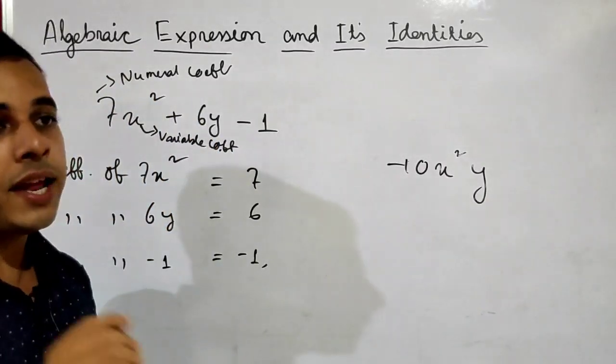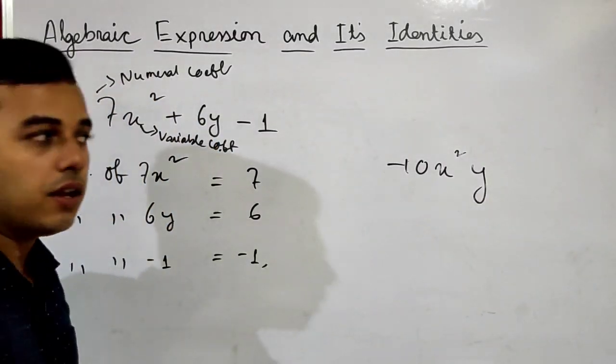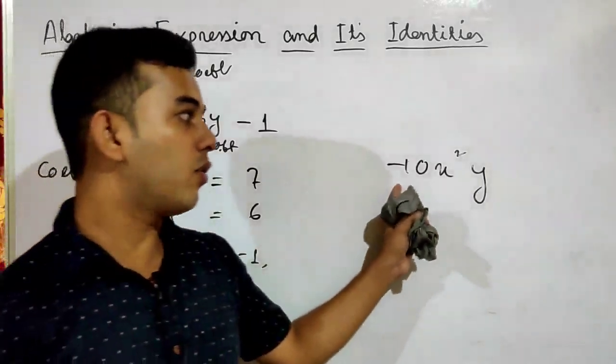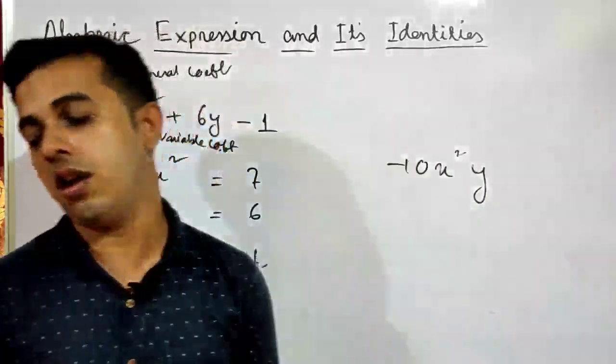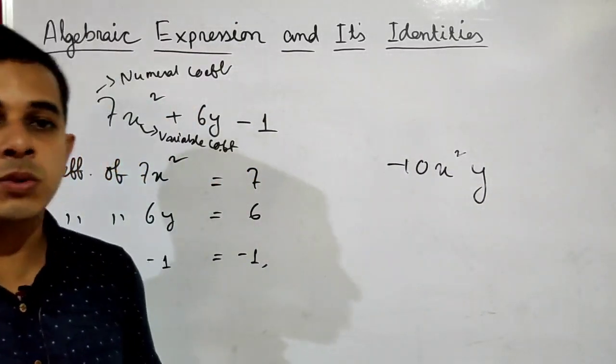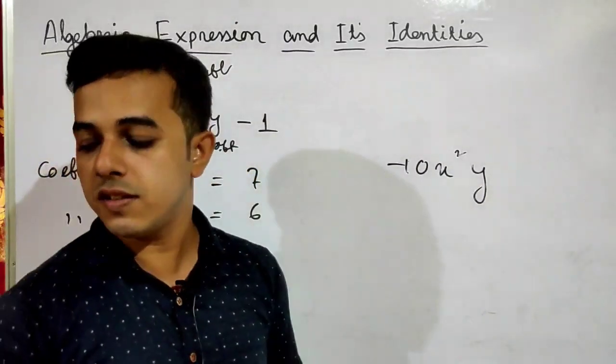But again, I am telling you that in general, if it is asked what is the coefficient of minus 10 x square y, your result will be minus 10. Clear? Okay. So now let's move to our exercise, that is the first exercise, 6.1.